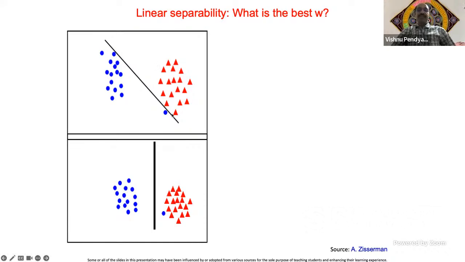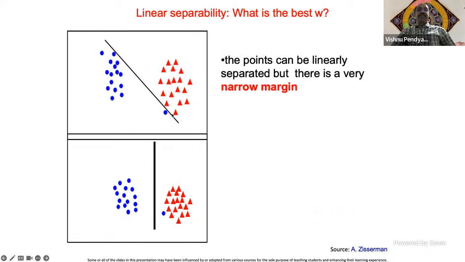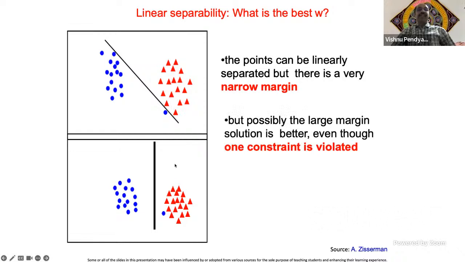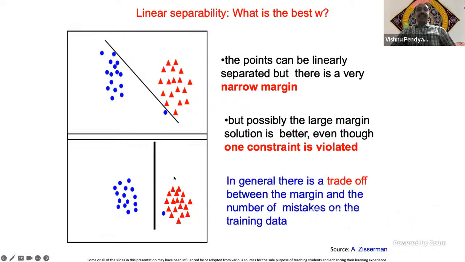How are we going to fix this? As you can see, the margin is really narrow with the support vector machines that we learned so far. The second one is better, but one constraint is violated. This blue point is misclassified, but still the model generalizes well. In general, there is a trade-off between the margin and the number of mistakes on the training data. This is a key observation.